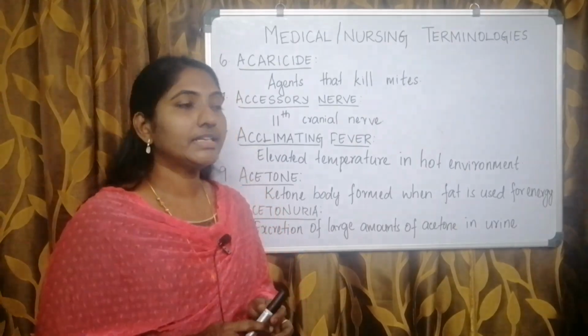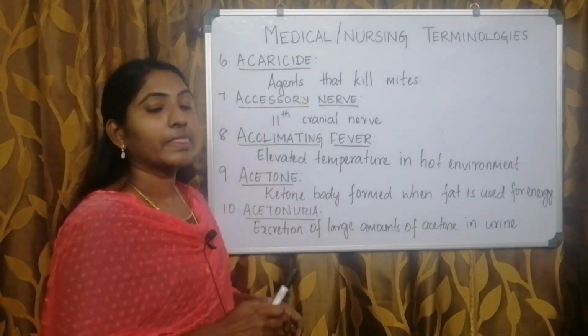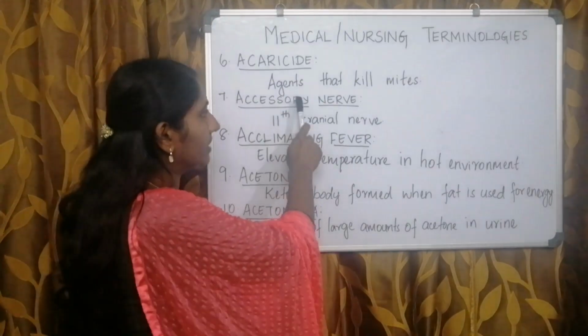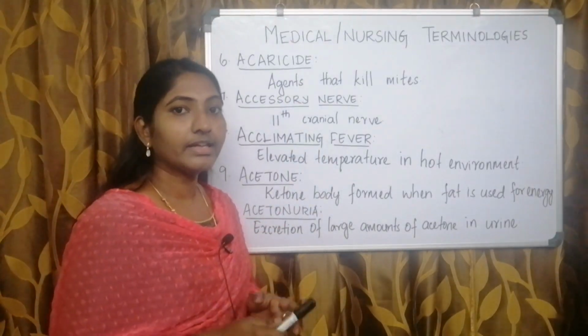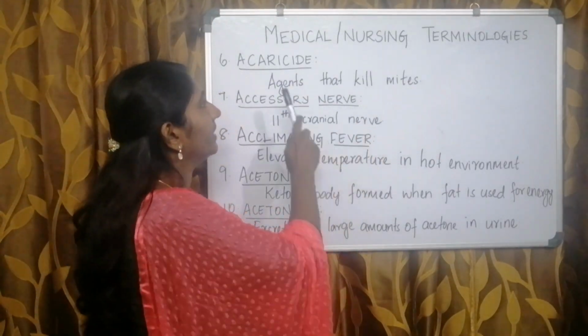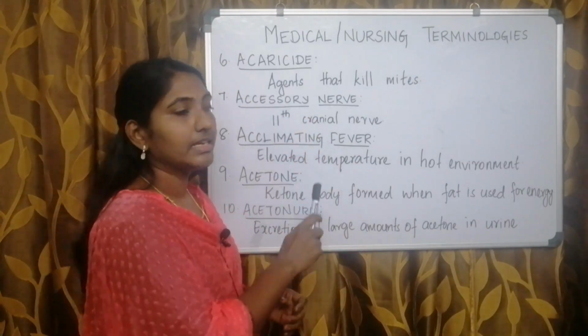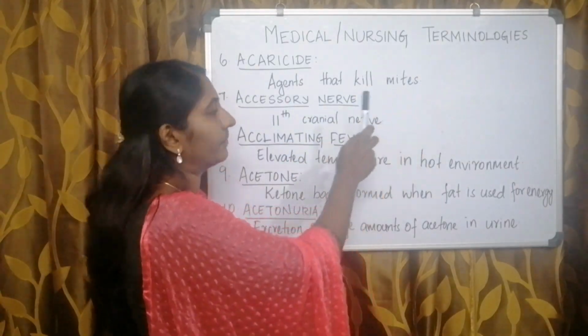The next terminology is acaricide. Acaricide is an agent, usually a chemical, that is used to kill mites.